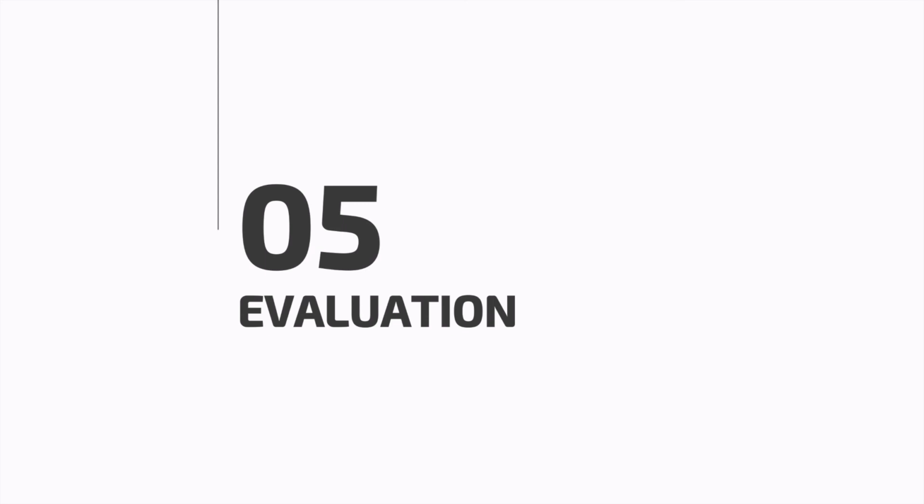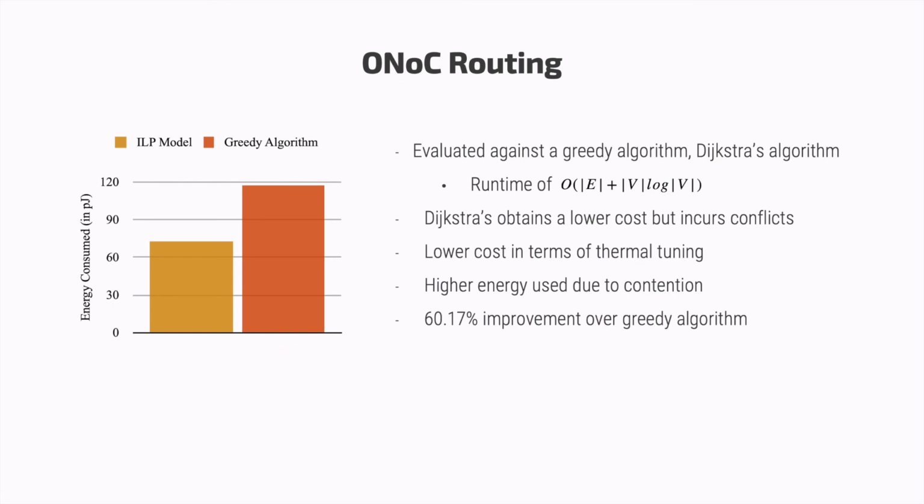Now, let's move on to evaluate our models. We will first evaluate the optical network-on-chip routing model, then the thermal-aware task scheduling model, and then evaluate both models as a whole. For the first model of optical network-on-chip routing, the developed ILP model is evaluated against a popular greedy algorithm, Dijkstra's algorithm. Dijkstra's algorithm is able to obtain the shortest path from source to destination efficiently.